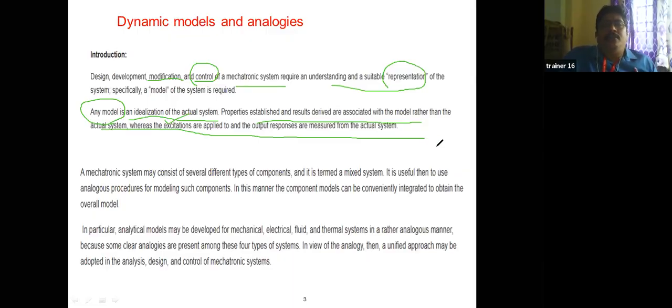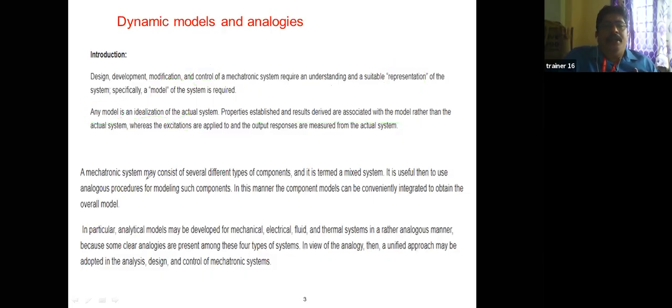See here, a mechatronic system may consist of several different types of components, what we discussed from unit 1 onwards. And it is termed as a mixed system. What I told you is that a mechanical system, or some other machine or some other system, is mixed with several components.